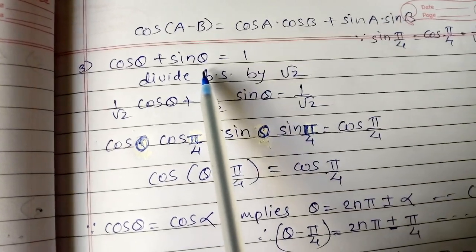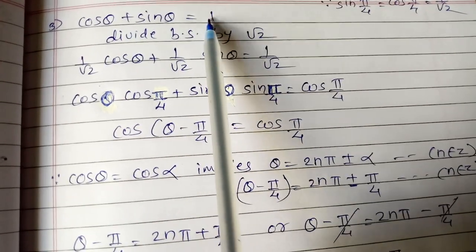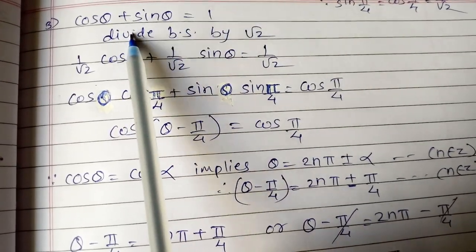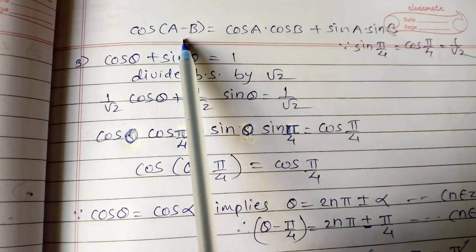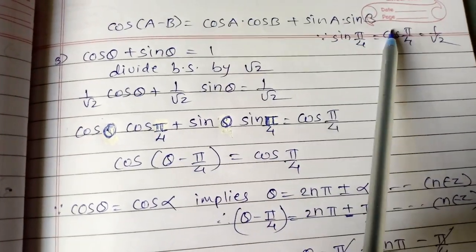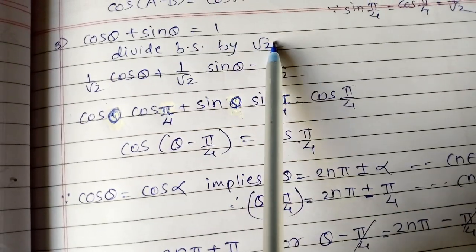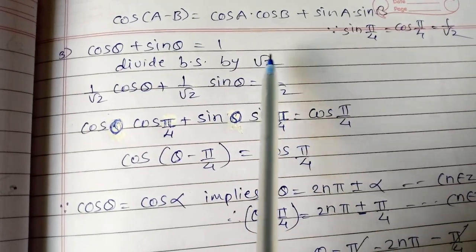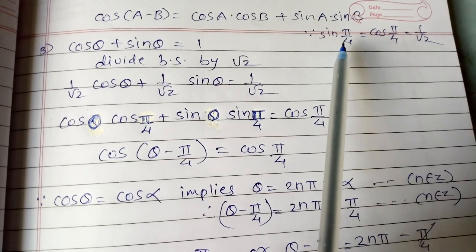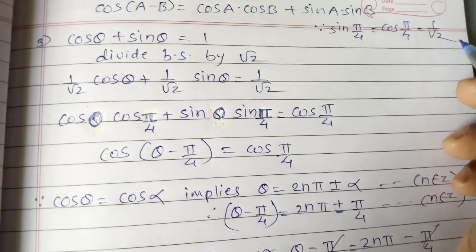Now we are going to see the third example from the question number 7. So see here, that is cos theta plus sin theta is equals to 1. Now see here, it is a very different type of example, and for solving this we are going to use the formula, that is cos a minus b is equals to cos a into cos b plus sin a into sin b. Now we are dividing both sides of this equation by √2, means multiplying by 1 upon √2.